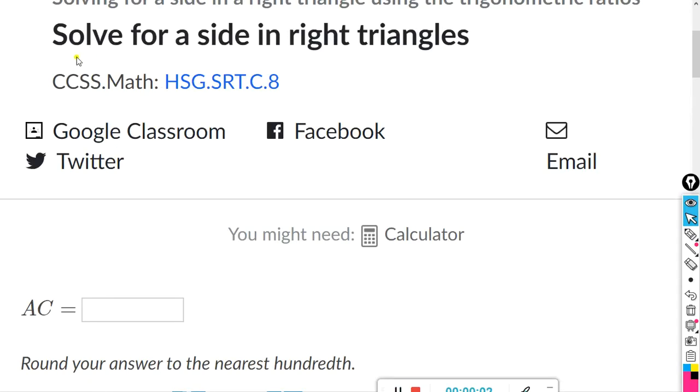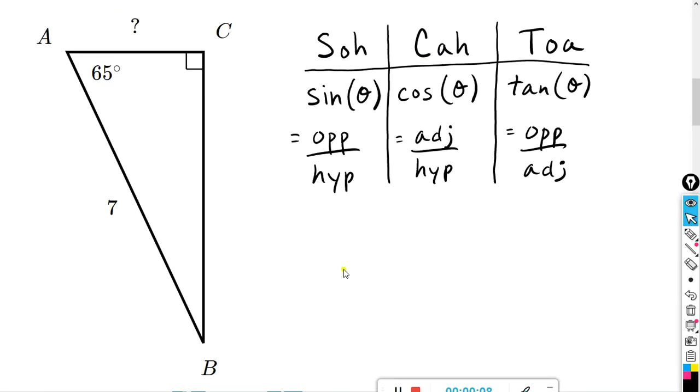This will be for the assignment, solve for a side in right triangles. So we're going to be using the three main trig functions for this exercise. In order to remember the formula for each one, just remember SOH CAH TOA.